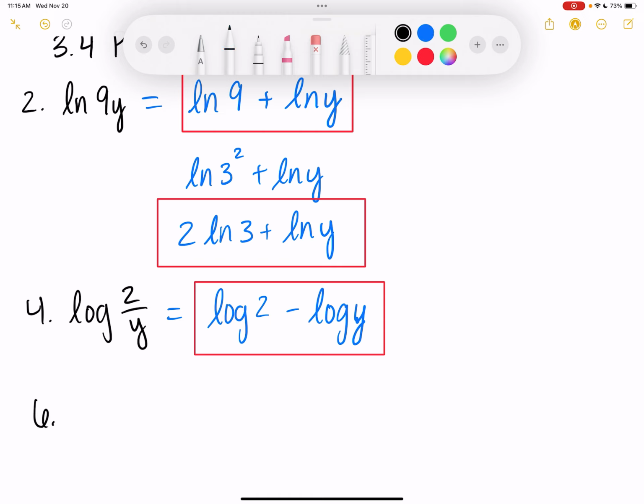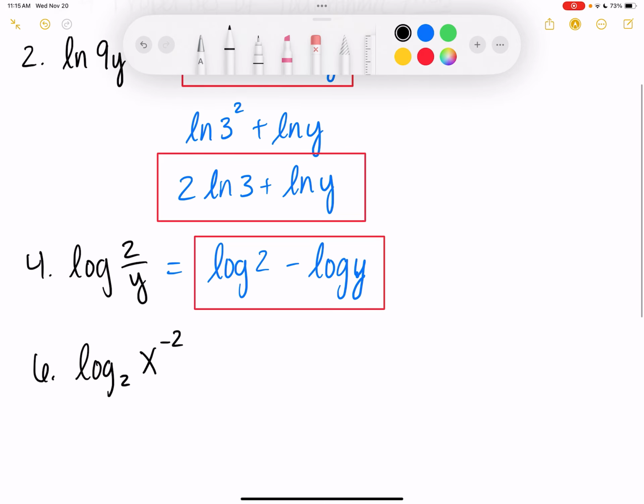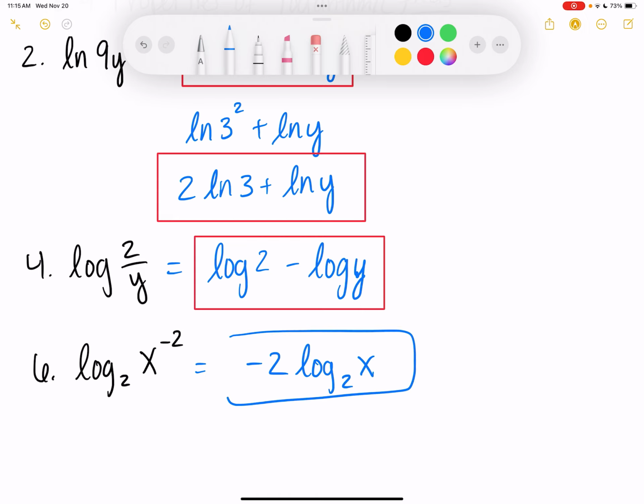6, log base 2 of x to the negative 2. So in these previous two, we've had a natural log and a common log, so there's been no base associated with it. If there was, then when I did the splitting, I have to make sure I keep the base with it. So what rule is happening with this one? The power rule. So I'm going to throw that negative 2 out front. So this is going to become negative 2 log base 2 of x. And that's all you have to do with that one.